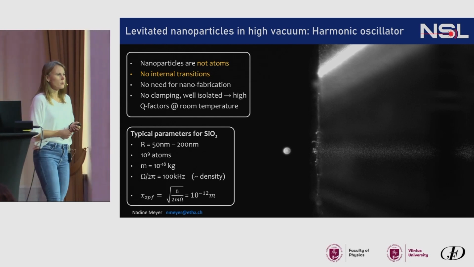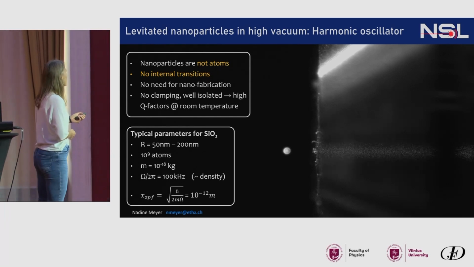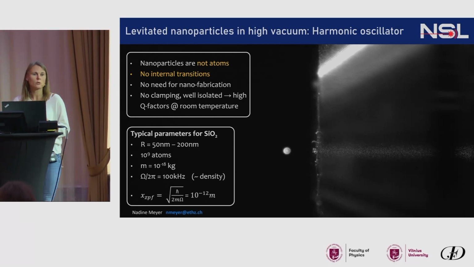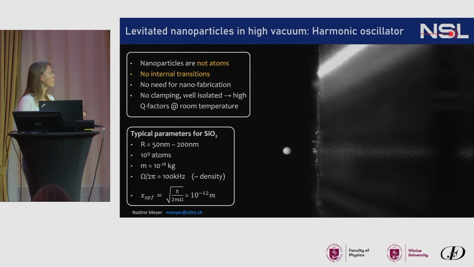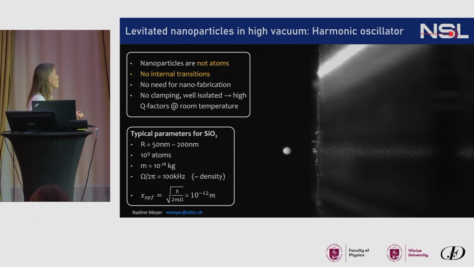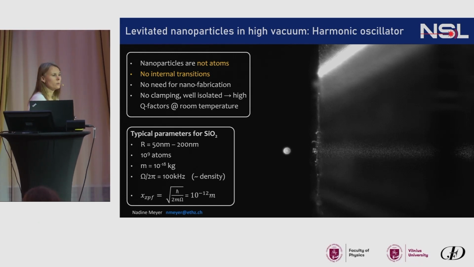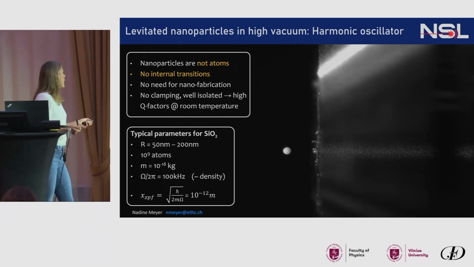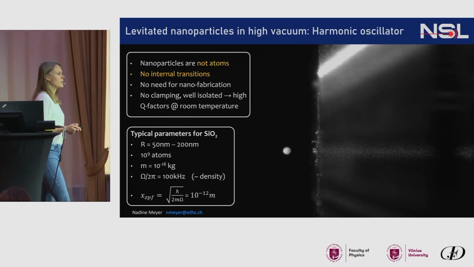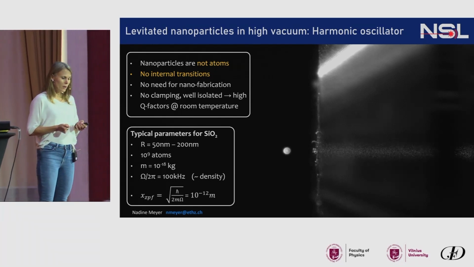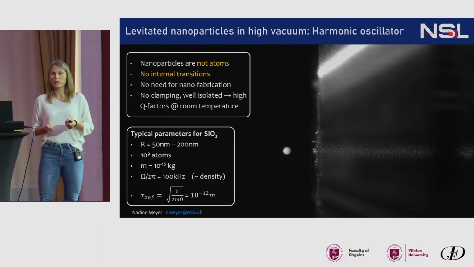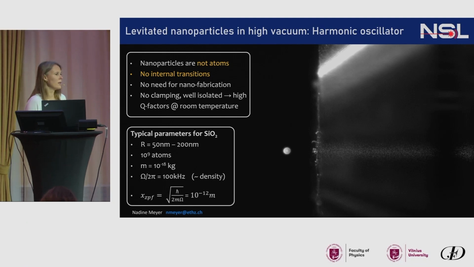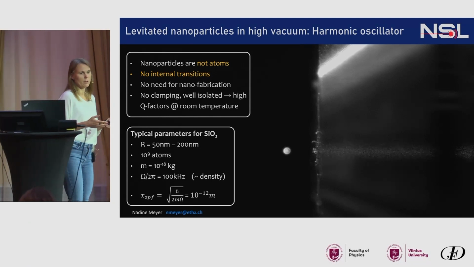Typical parameters that we work with: we take a nanoparticle of silica. This is our material of choice due to the low absorption in the near infrared. Radii range from 50 to 200 nanometers, which means that we are dealing with about a billion atoms. And this sums up to a mass of 10 to the minus 18 kilograms. The typical mechanical eigenfrequencies in our optical traps are around 100 kilohertz, and this is mainly given by the density of the particle.